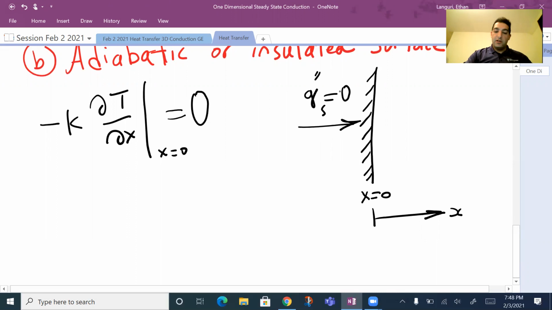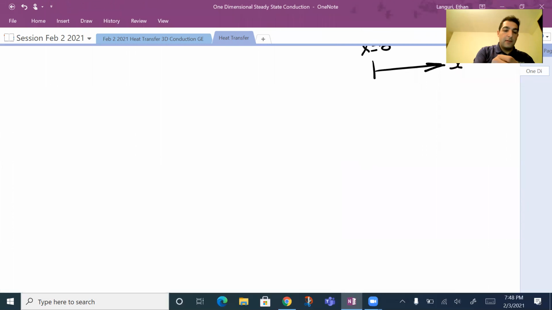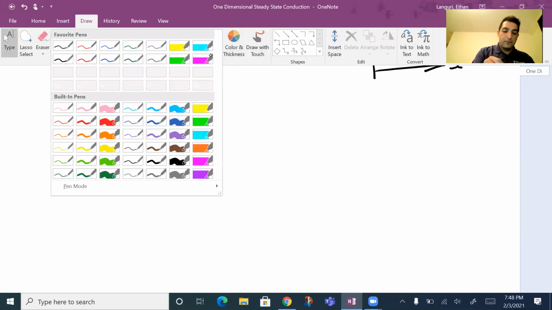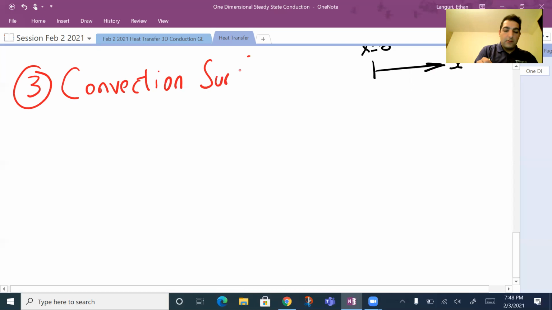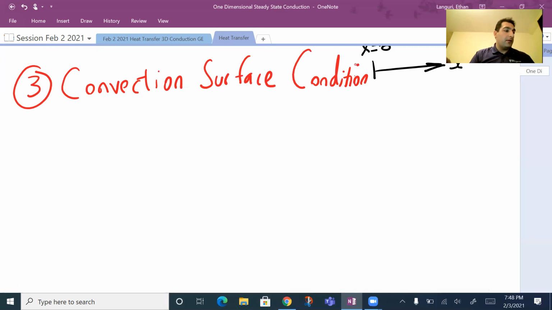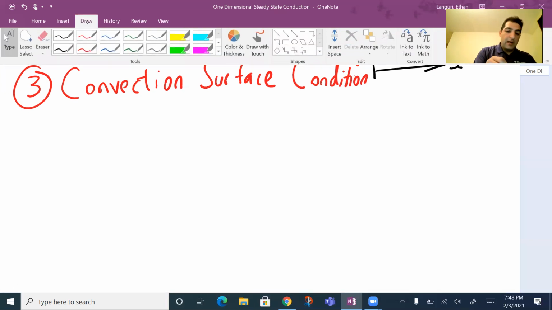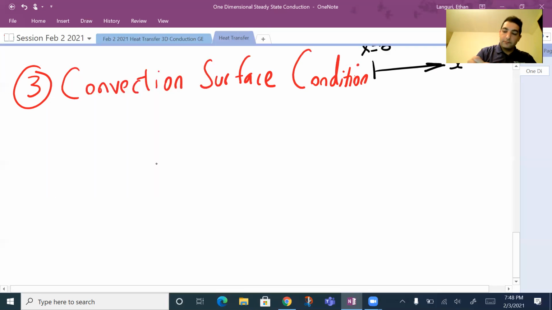One last boundary condition before we get into the rest of the topic is convection surface condition. That's when we have a convection on the wall. So let's assume we have a surface like this.